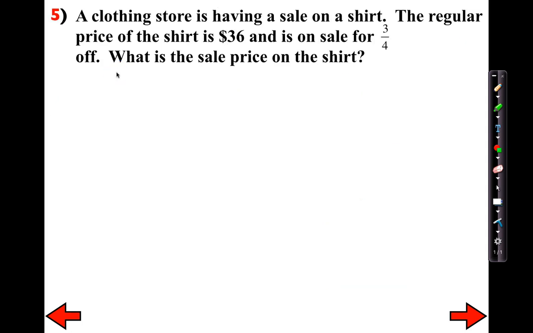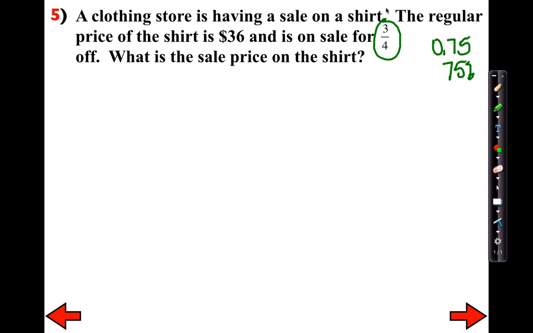A clothing store is having a sale on a shirt. The regular price of the shirt is $36 and is on sale for 3/4 off. What is the sale price on that shirt? So first you need to understand what 3/4 is. How much is 3/4? Well, you can think of it as 75 cents, which just so happens to be our percent as well. Now you could have also divided it, you still would have gotten the same value. So they were getting a 75% discount.